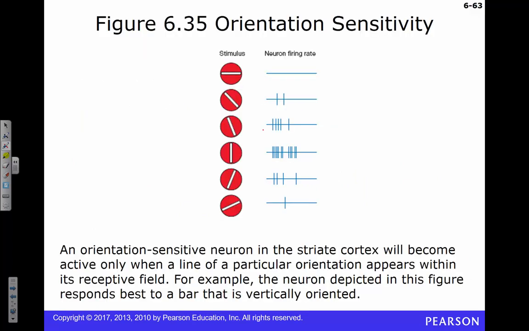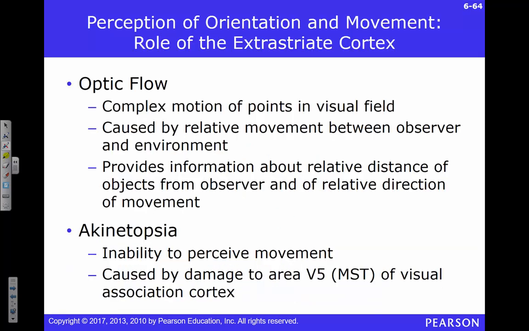Okay, we already talked about this. This is just some slides demonstrating that orientation sensitivity from that video. Optic flow, that's important for visual motion. There's a visual deficit called akinetopsia. This is damage to area V5 or MST. You're unable to perceive movement. That seems problematic, right? So if things are moving, you can't see them.